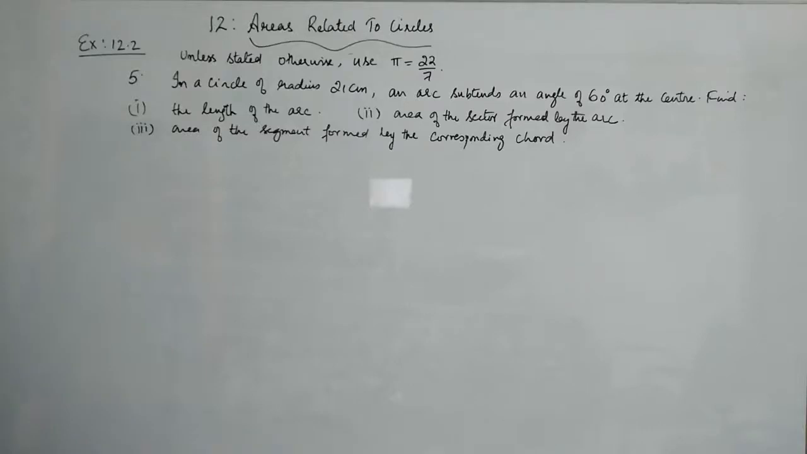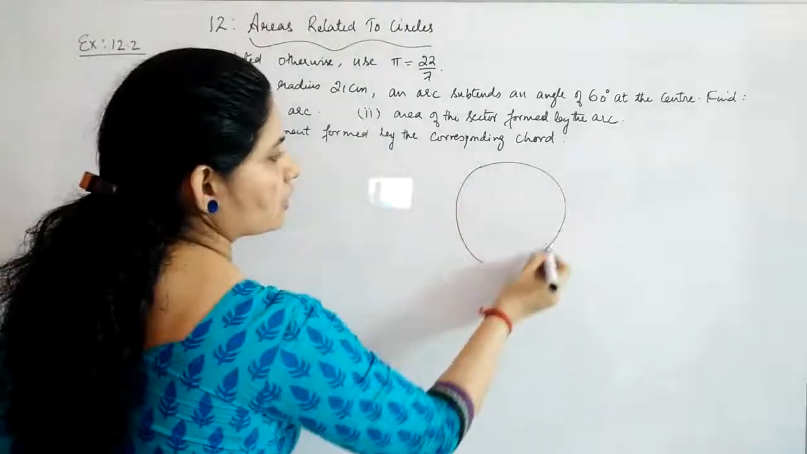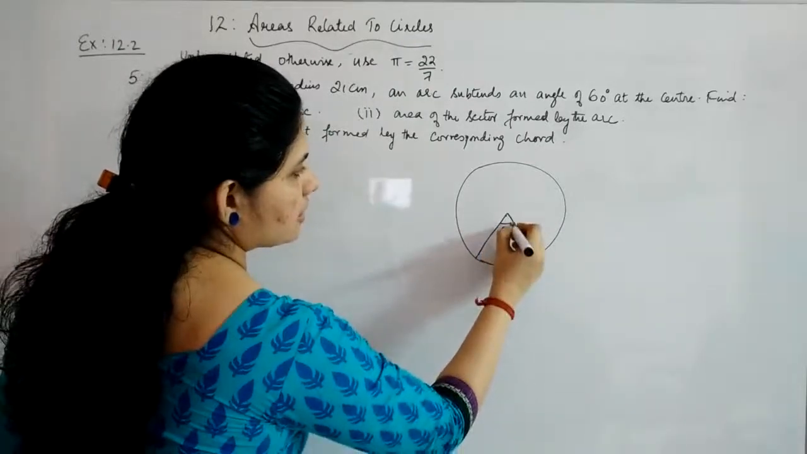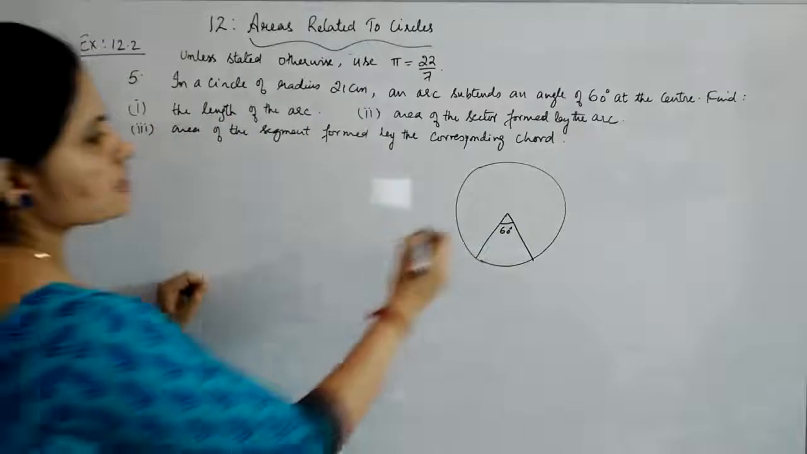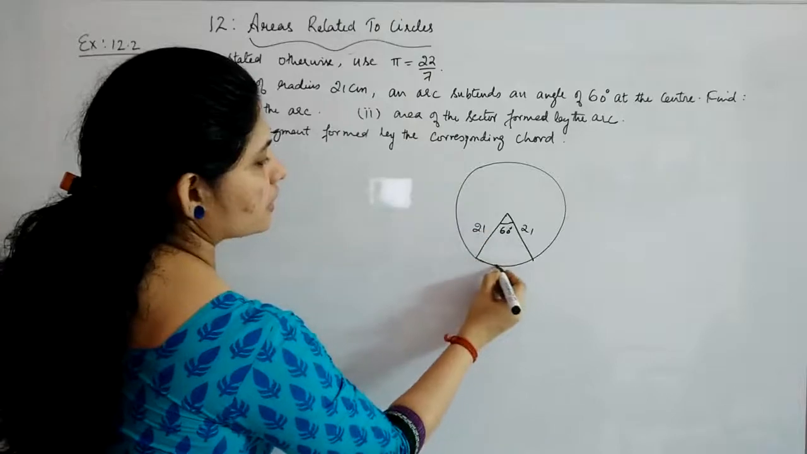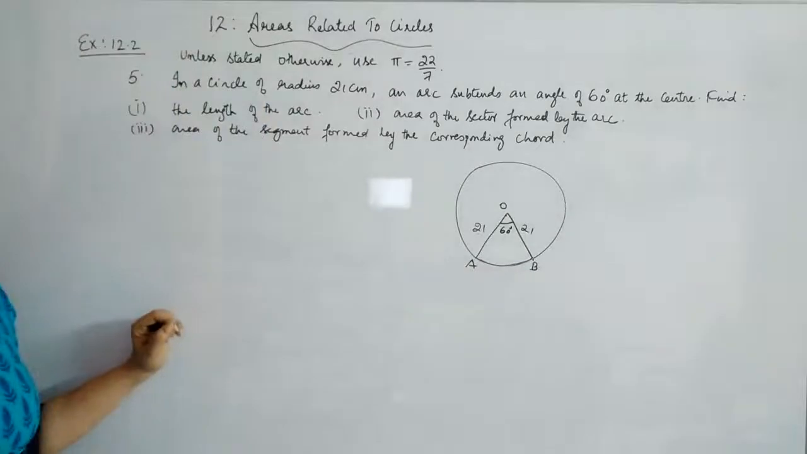Question number 5 is, in a circle of radius 21 centimeter, an arc subtends an angle of 60 degree at the center. Find, first, the length of the arc, second, the area of the sector formed by the arc, and third, the area of the segment formed by the corresponding chord. So first, you have to find out the length of the arc. The angle here is 60 degree and the radius is given to be 21. So this is 21, 21. Okay. So first thing which you need is this length. If this is OAB, you have to find out the length of arc AB.